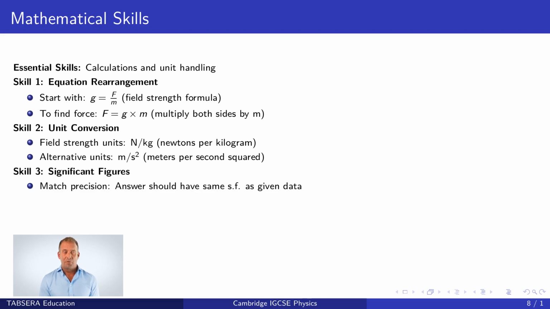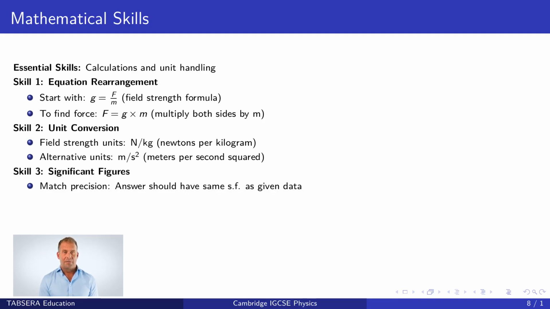Mathematical skills are crucial in gravitational field calculations. Let's examine 3 key skills. First, equation rearrangement. When we need to find a different variable, we rearrange algebraically. Starting with G equals F divided by m, which defines gravitational field strength, to find force F, we multiply both sides by m, giving us F equals G times m. This rearranged equation lets us calculate gravitational force when we know field strength and mass.